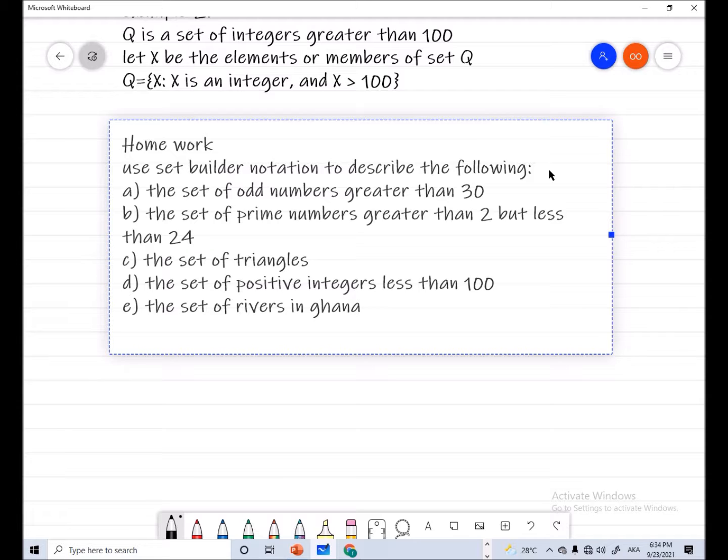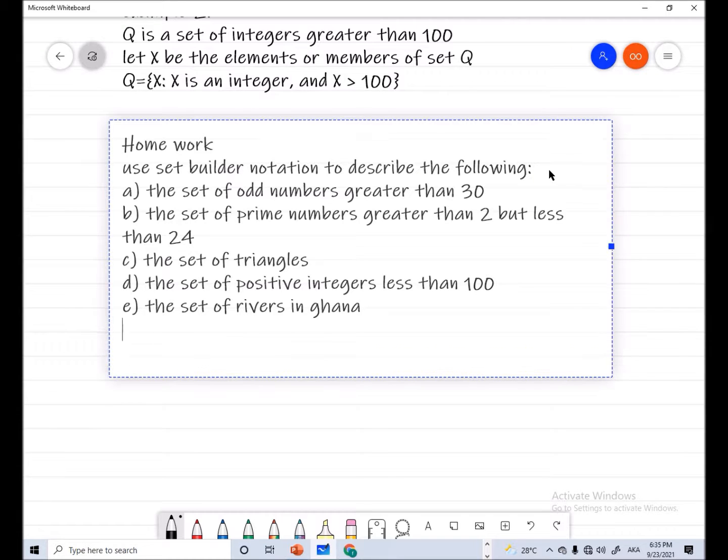All right, so we are using set builder notation to write this. Read the questions very well and then bring the solution. We are going to solve this in our next class.